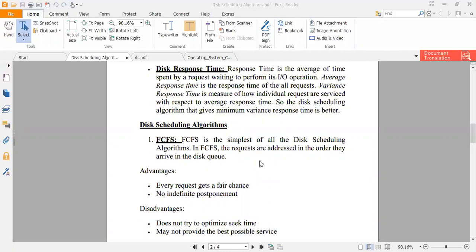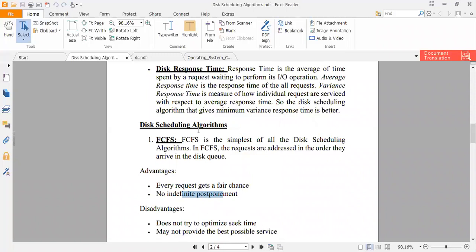No indefinite postponement. Means we can say there will be no case of starvation. There are some kinds of drawbacks also, like if we strictly follow some orders, then there must be an increment of seek time. It does not try to optimize the seek time, and may not provide the best possible service.